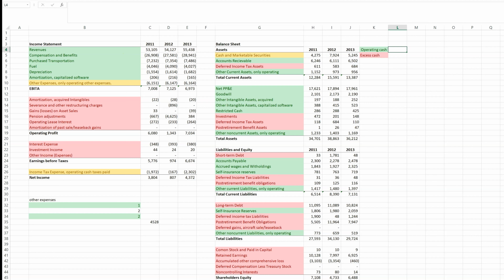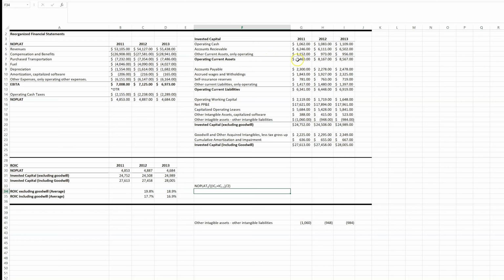And then we're going to use those forecasts to recalculate NOPLAT, invested capital, and ROIC into the future. So in other words, I am not going to specifically forecast NOPLAT or invested capital, or even just forecast return. Rather, I'm going to forecast all the inputs and then use those forecasted inputs to calculate the outputs.